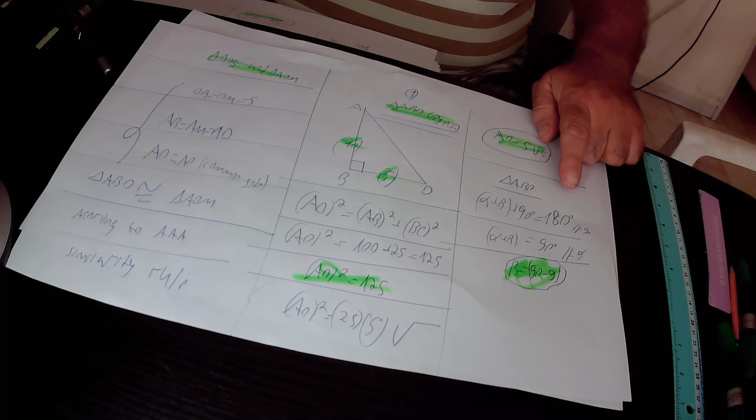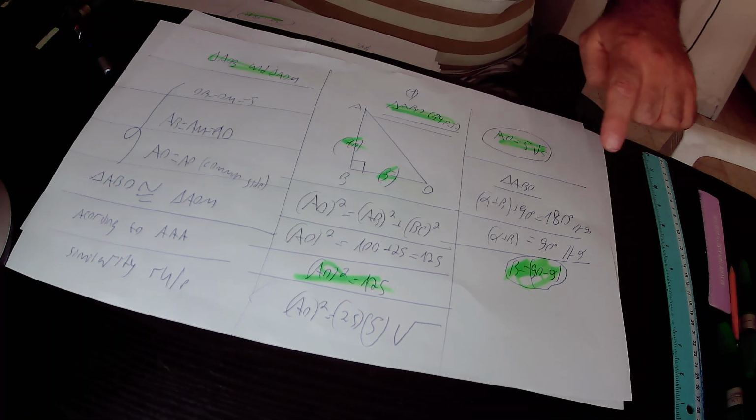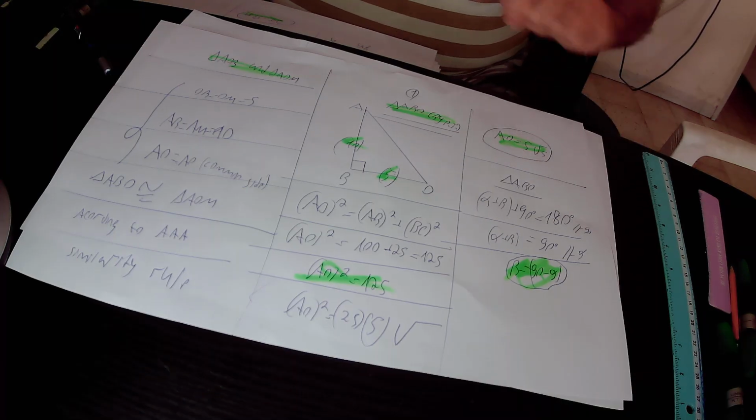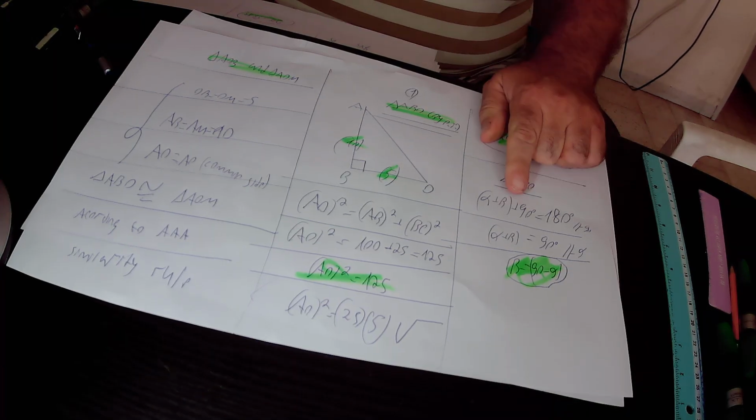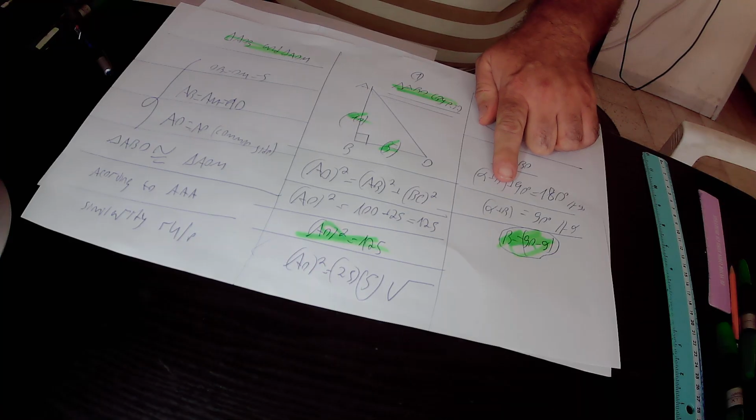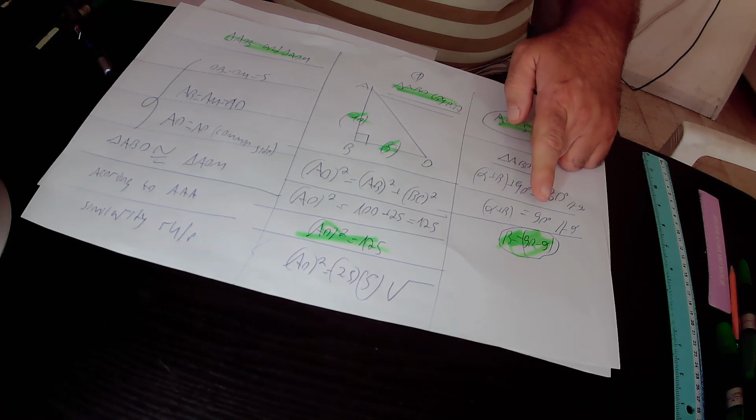Here we subtracted 90 degrees from this equation, and we found out that alpha plus beta equals 180 degrees minus 90 degrees, which is 90 degrees. Here we subtracted alpha from this equation, and finally found out that beta equals 90 degrees minus alpha.